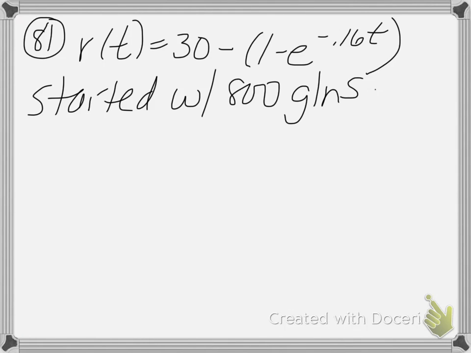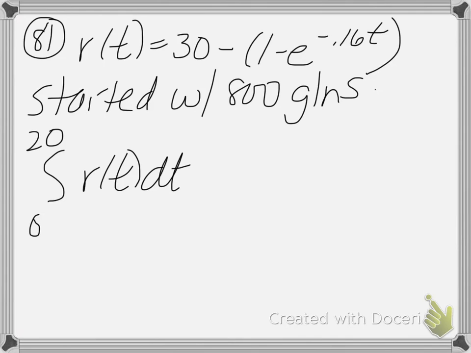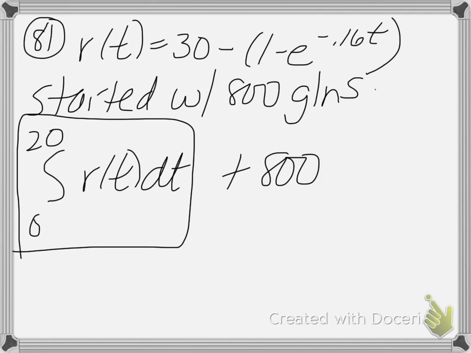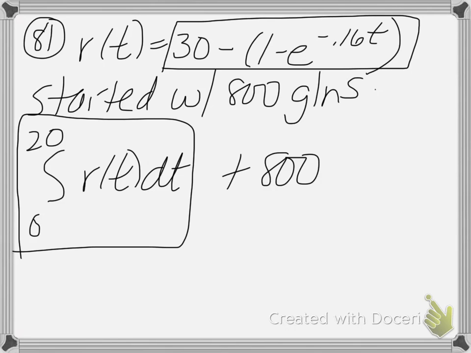Okay, this is number 81, and you're being told that water is being pumped at a rate of R of T, and that you already started with 800 gallons of water, and then how much more water did you get after 20 minutes? So we're looking for an integral from 0 to 20 of R of T dt. So that will give us after 20 minutes, but remember you started with 800 gallons. So you're just going to put this into your calculator, and of course R of T is right here.